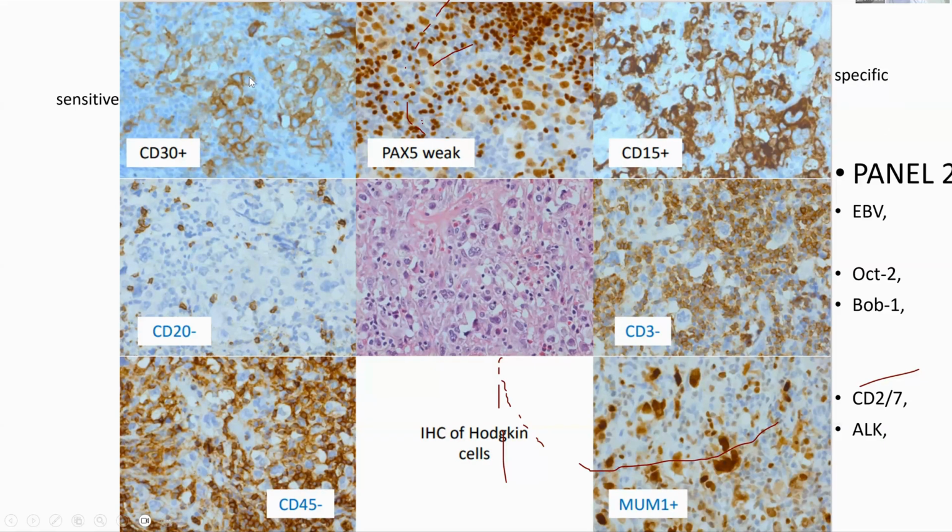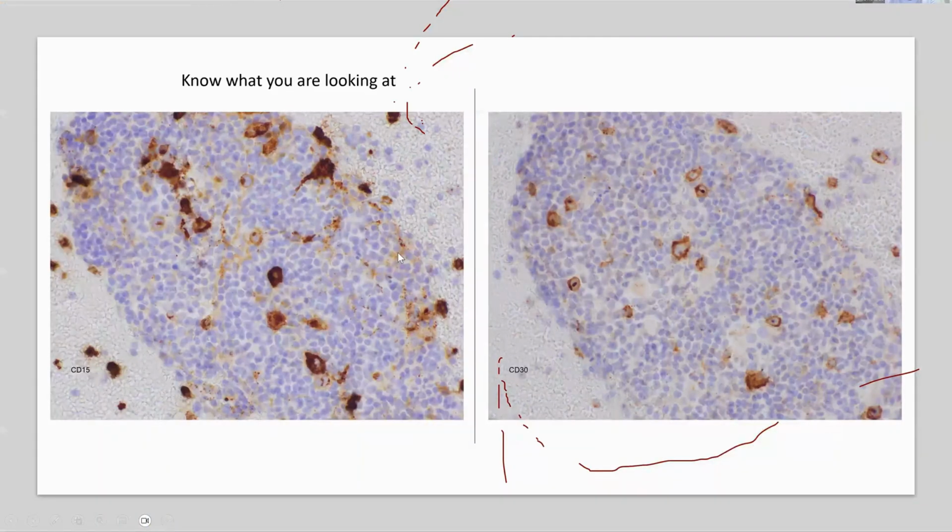The other panel, if this is not conclusive, is that we have to assess the EBV status. Sometimes we do OCT2 and BOB1, as well as some T cell markers as a panel too. And this is just to emphasize the point that you need to see what you're looking at. So you have to correlate with the H&E and immunohistochemical stains.